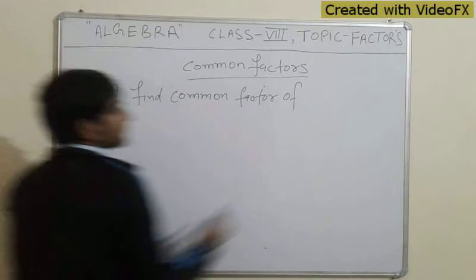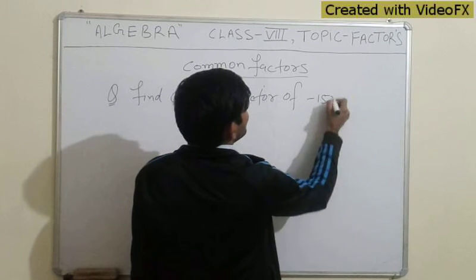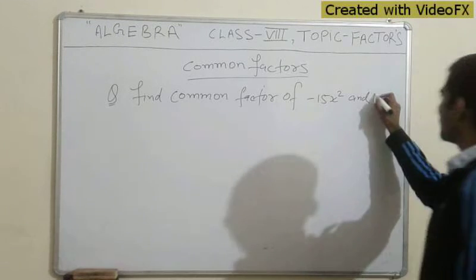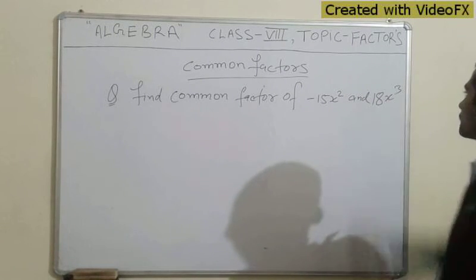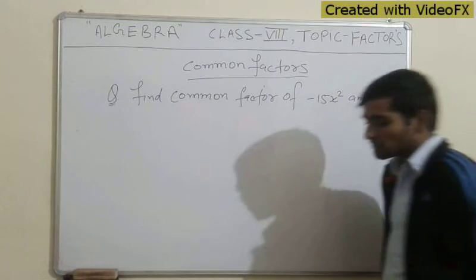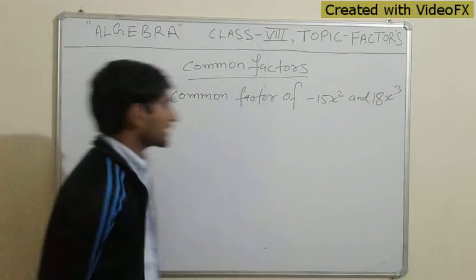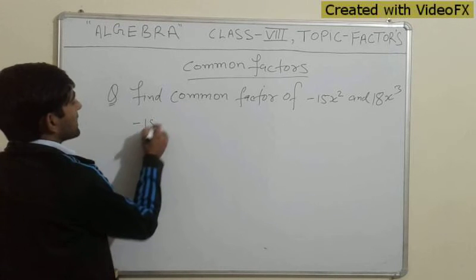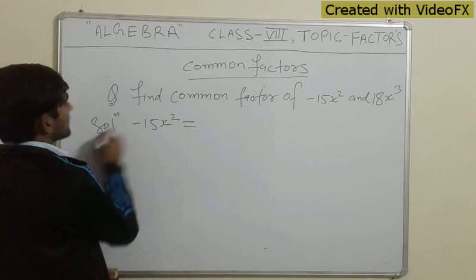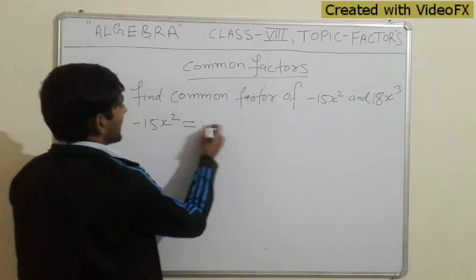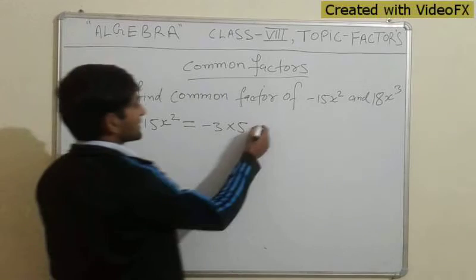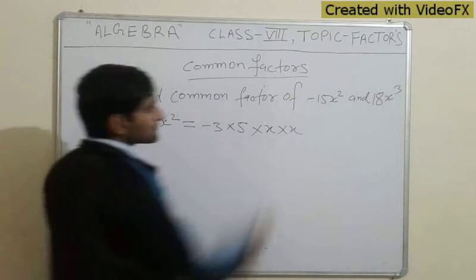Find the common factor of minus 15x square and 18x cube. Minus 15x square and 18x cube. So minus 15x square is equal to minus 3 multiply 5, and x square is x multiply x.